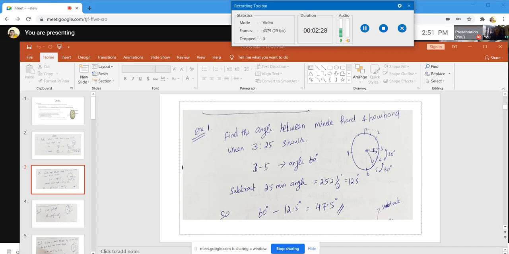So there is a sum. Find the angle between the minute hand and hour hand when the clock shows 3:25. Okay, I have drawn a diagram, which will be very easy to understand. So 3:25. You know that the hour hand will be like this, and the minute hand is towards 5. So 3:25.